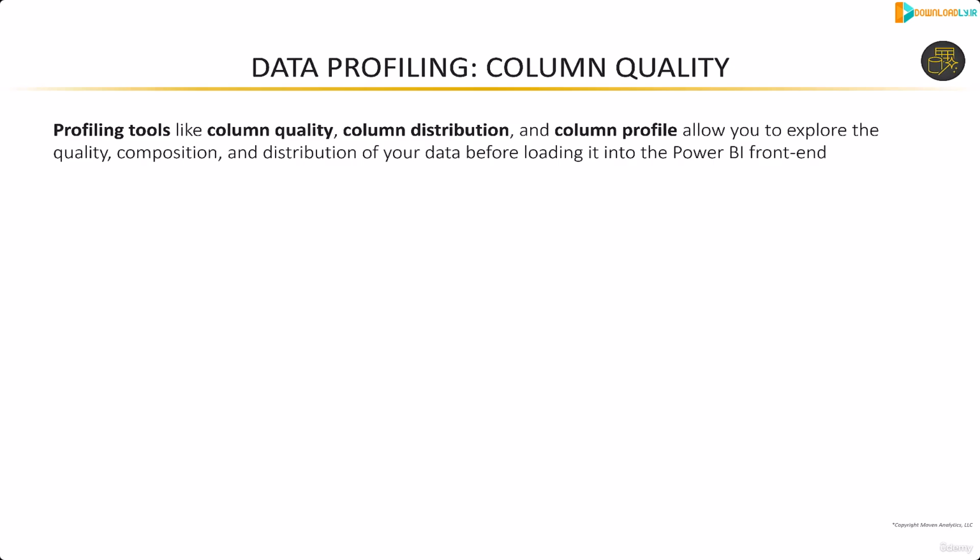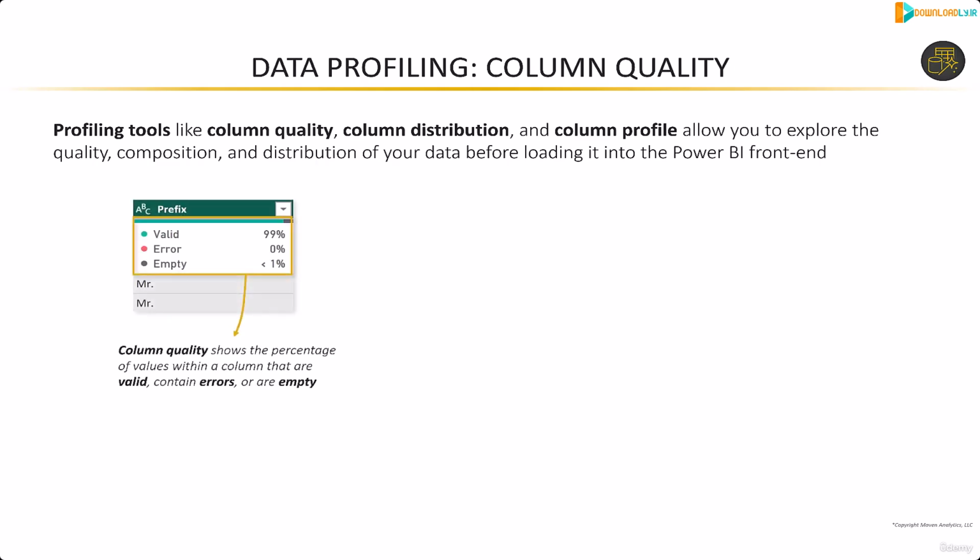Data profiling tools provide a visual way for you to explore your data and to get a sense of its composition. And each of the data profiling tools that we'll cover have some slightly different options, layout, and purpose. Digging into column quality first, this is all about showing the percentage of values within a column. And these percentages are broken down into 3 types: valid, error, or empty.